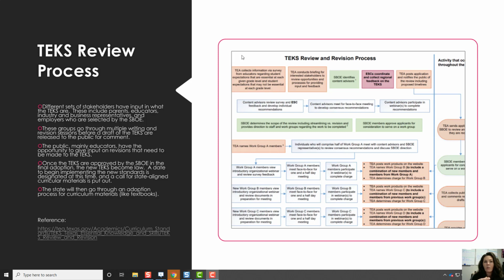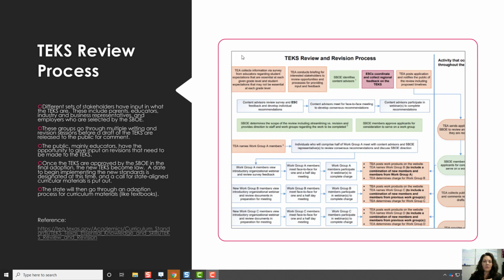The groups then go through multiple writing and revision sessions before a draft of the TEKS is released to the public for comment. The public then has the opportunity to comment on that draft. That's usually done online, and they have about 30 days to comment. The comments then go back to the committees and the SBOE, and they make additional revisions and then submit a final draft to the SBOE, who has a meeting and decides whether or not they will adopt that final draft. Once it is adopted by the SBOE, the new TEKS become law.